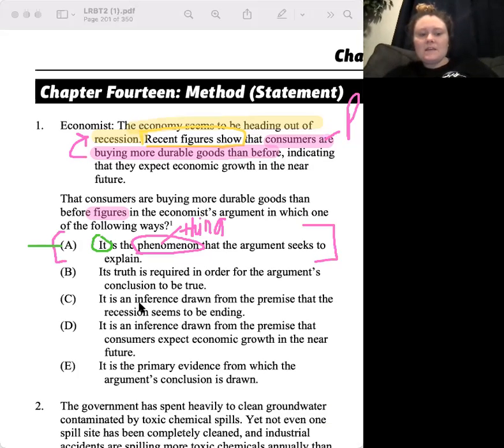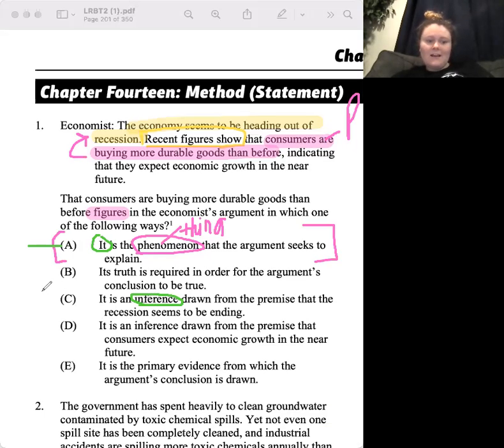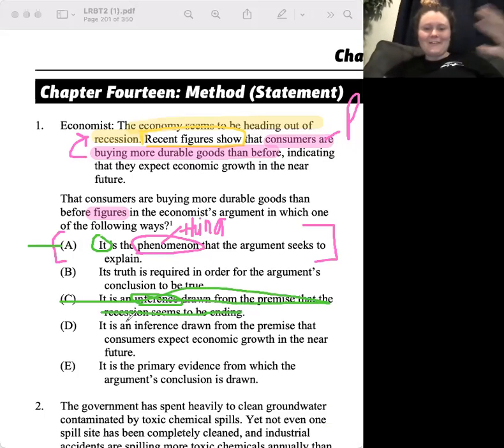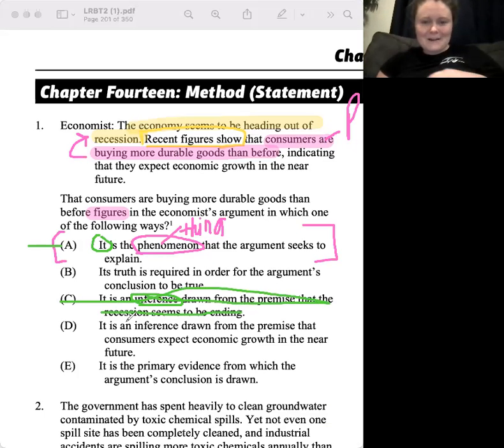What does inference mean on the LSAT? I feel like it means what they can draw out of it. Inference literally means conclusion. Growing up, we were told that inference is an educated guess, but anytime you see the word inference, just replace it with conclusion. So it is a conclusion drawn from the premise that the recession seems to be ending. Is our pink sentence the conclusion? So it's not C. What would C be an example of? If it were the conclusion, that would be the answer, but that's not it. Okay, keep going.